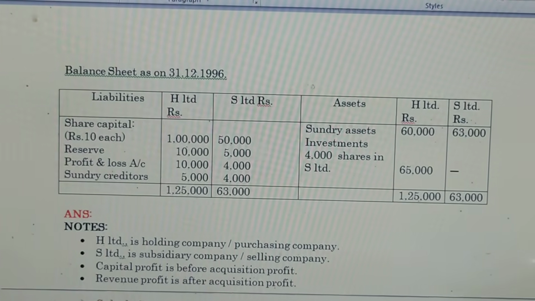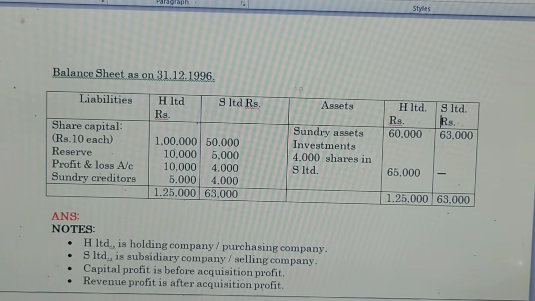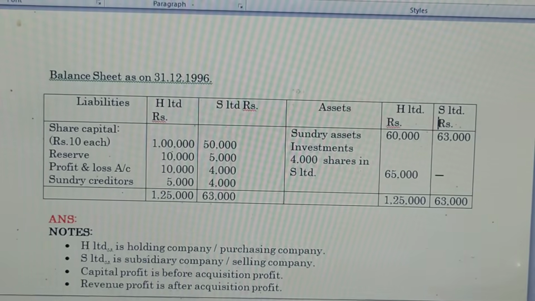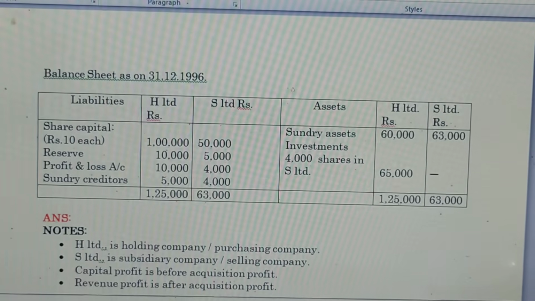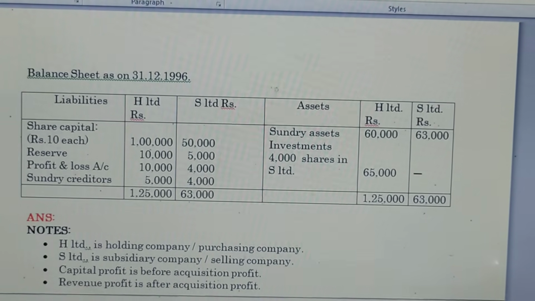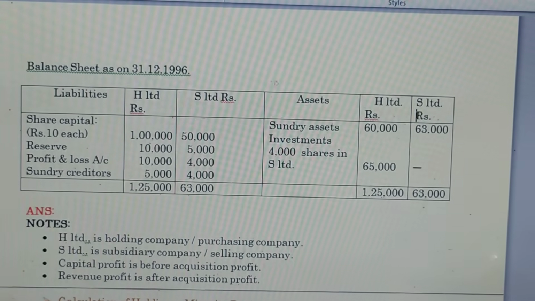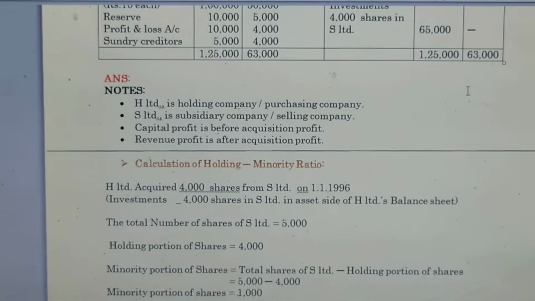On the asset side, sundry assets are 60,000 for H Limited and 63,000 for S Limited. Investments, 4,000 shares in S Limited, are 65,000 rupees for H Limited, no value for S Limited. The total assets are 1,25,000 for H Limited and 63,000 for S Limited.